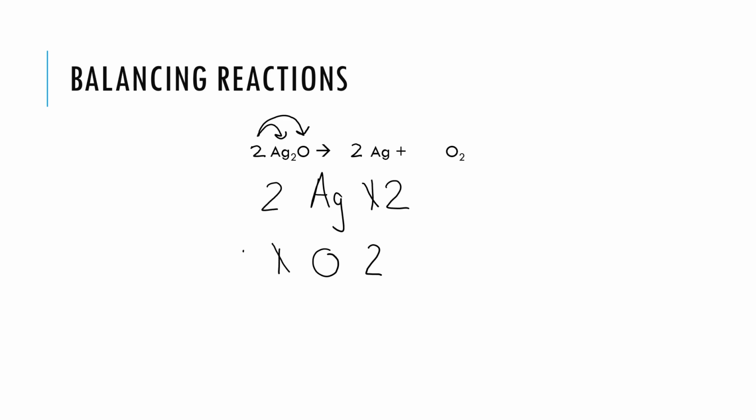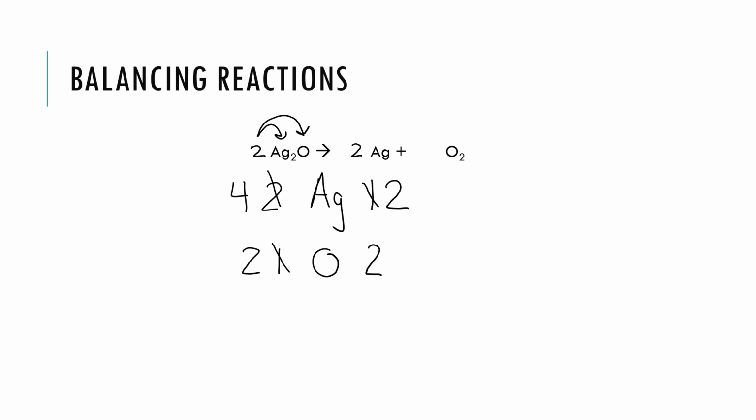This will give me my two oxygens. However, it will give me two sets of two silvers now. So each silver oxide has two silvers. I've now doubled that, so I now have two sets of 2, which is 4. Now you might see what I was talking about, that sometimes we have to go back and change things.